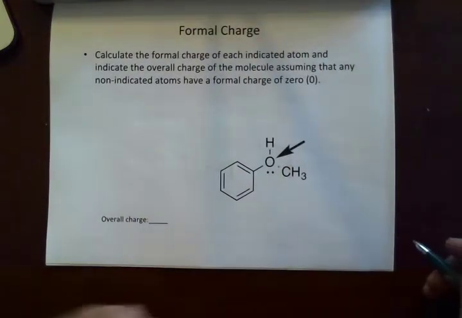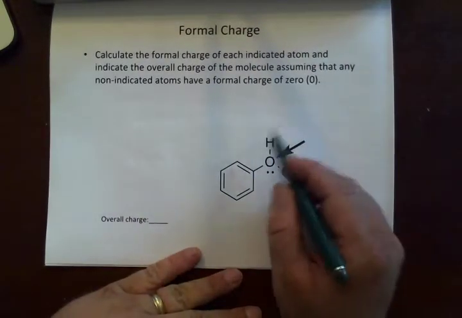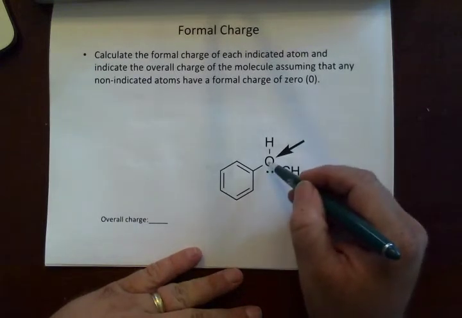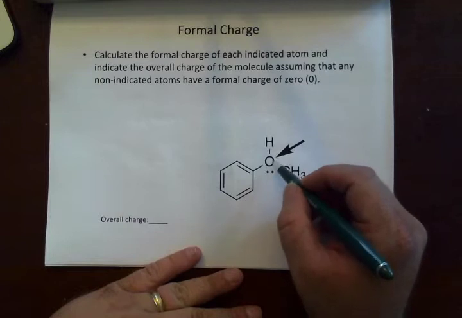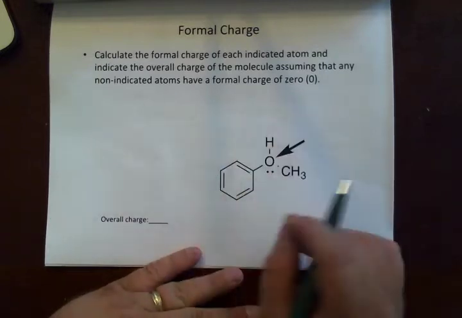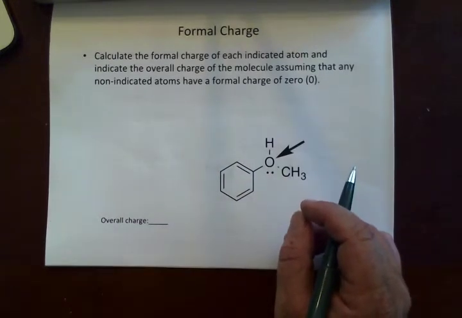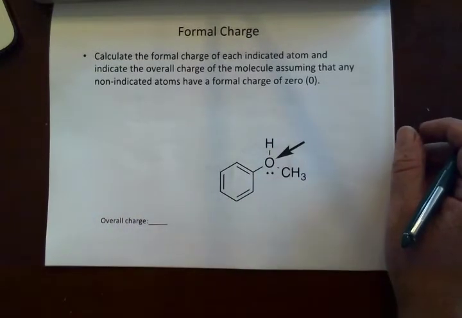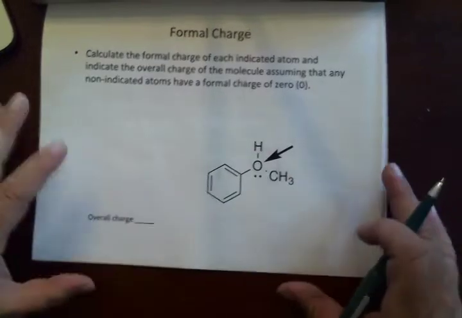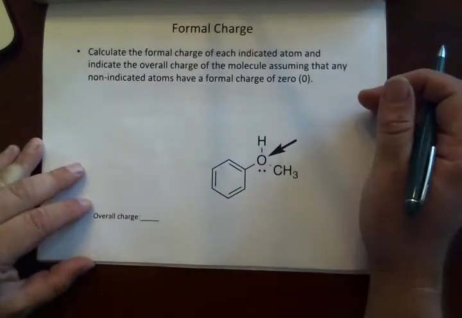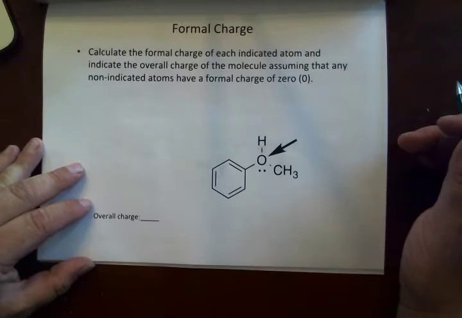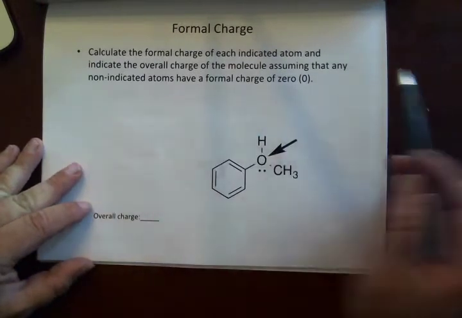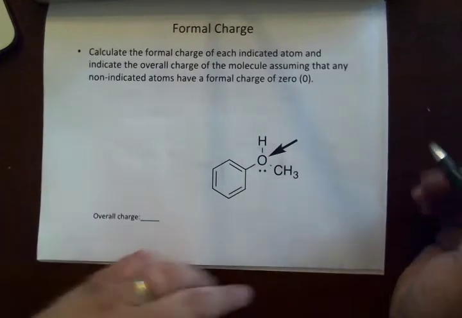Next, the overall formal charge. I'm going to have an arrow pointing to a specific atom, stuff like that, and I want you to get the formal charge for that. Then calculate the overall charge on the molecule by just adding up those formal charges. This is actually the wording of the question: any non-indicated atoms just have a formal charge of 0, so you can just ignore those. So for here, right?